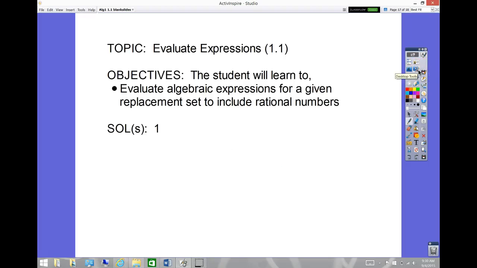Okay, so this was our objective at the beginning of the lesson, to evaluate expressions. Evaluate algebraic expressions for a given replacement set to include rational numbers. And I would say that at this point, we understand algebraic expressions and we understand what it means to evaluate them. Now, we may not use the words replacement set or rational numbers, but that's the wording of the SOL. We were replacing the variable with a value. That was the replacement set. And rational numbers just mean fractions, and we definitely did substitute fractions. So that was the lesson.